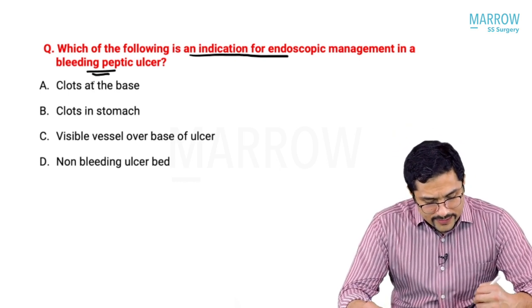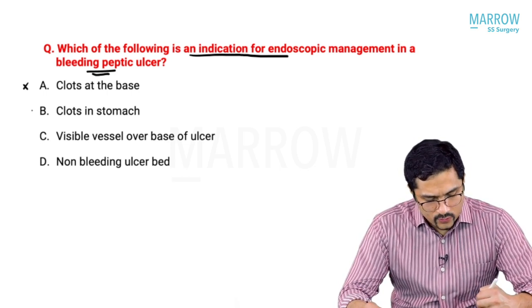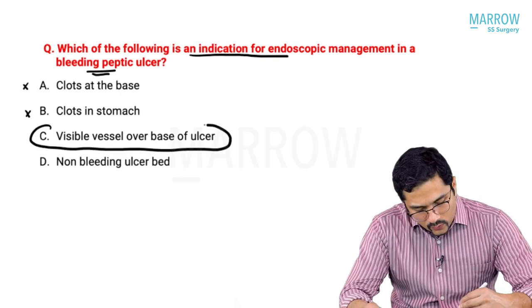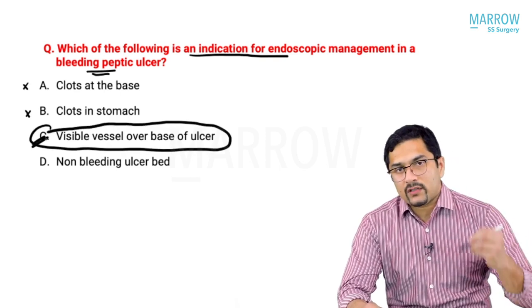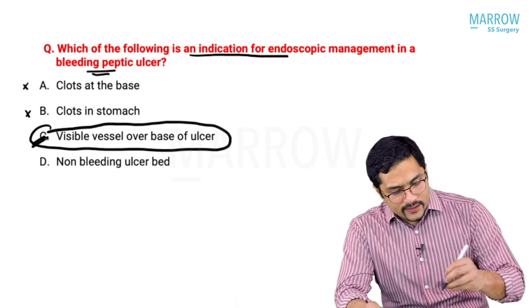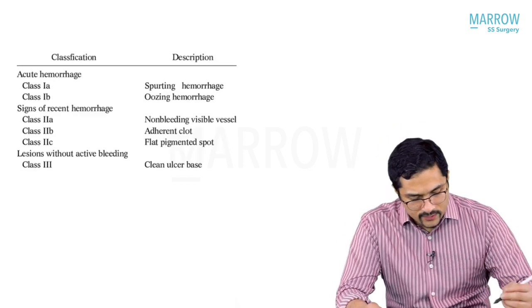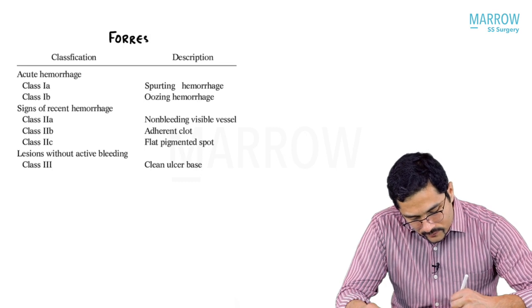So the indication, if there are clots at the base, no. Clots in the stomach, no. Visible vessel over ulcer base, this, yes, is an indication where you need to cauterize that vessel, otherwise there is a high risk of rebleeding. This is based on the Forest classification. This, you know, is the Forest classification.